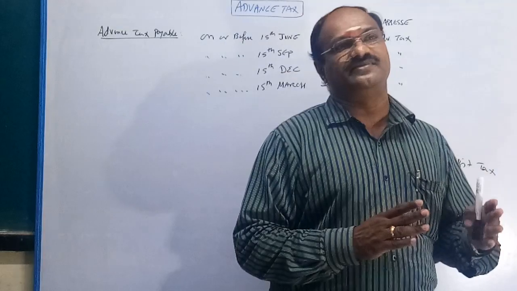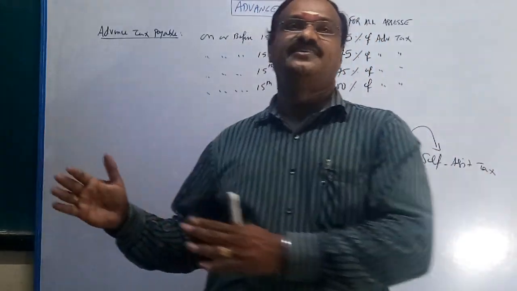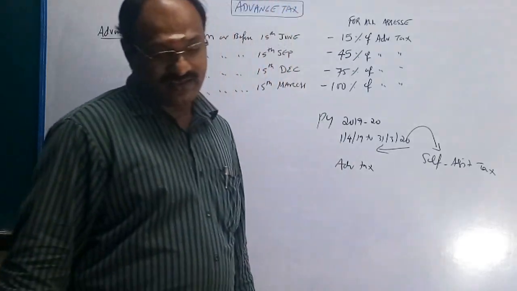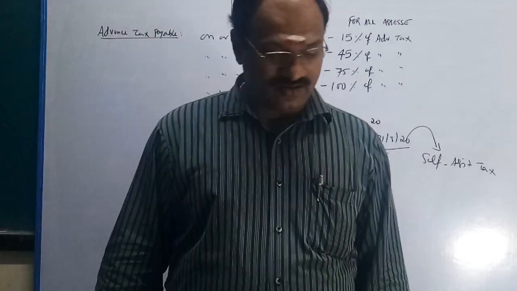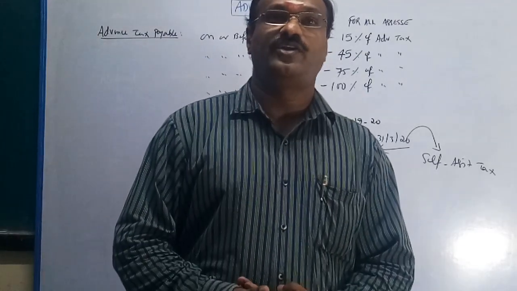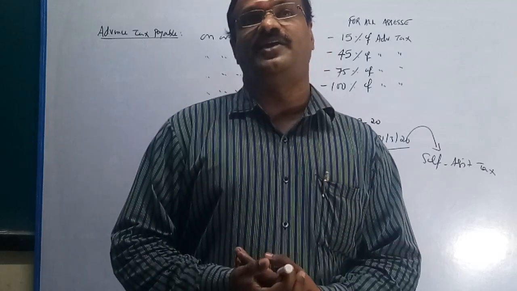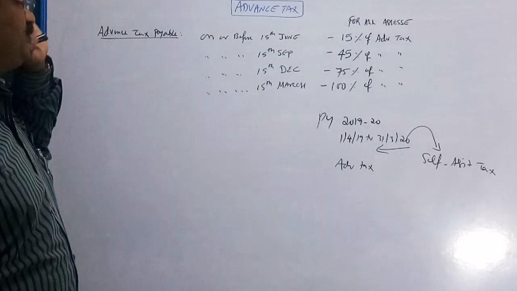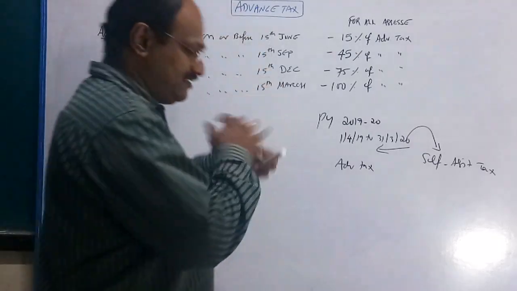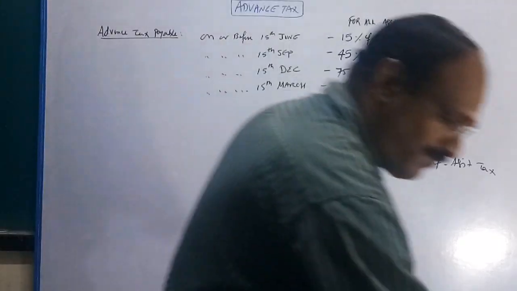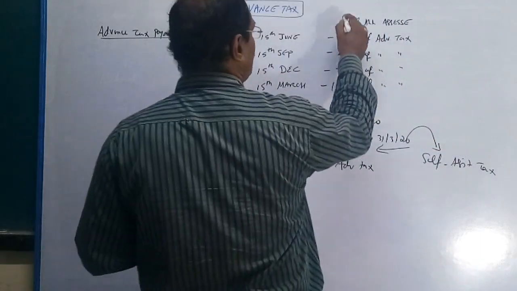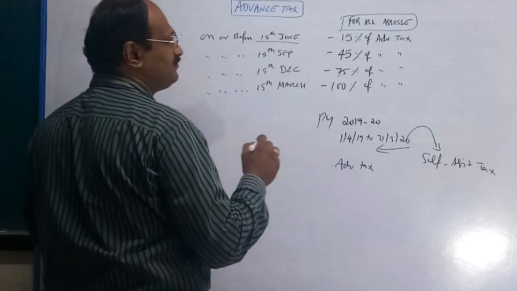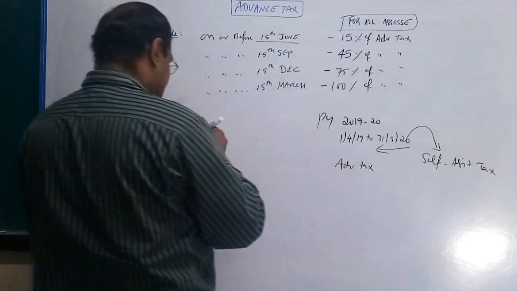Suppose a senior citizen does not have any business income, then he need not pay advance tax. Okay. Next, the due dates for the installments for paying advance tax. See, advance tax is payable as follows for all assessees. Listen, for all assessees, on or before 15th June, 15% of advance tax.